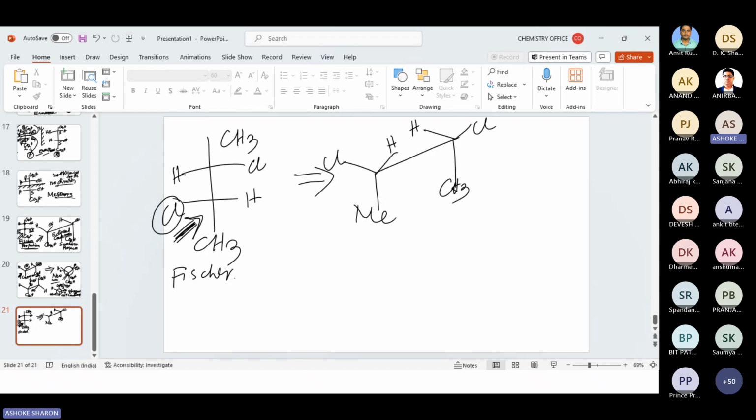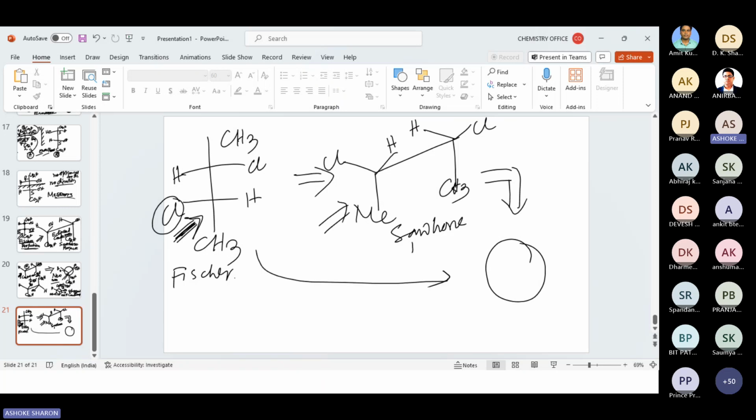Next, this is called the Sawhorse projection formula. Now, if I draw from here to the Newman one, again my eye is here. You can draw directly from here to Newman also. There is no issue. If I draw directly from here, you will get the same thing. My eye is on that particular carbon. So I have considered chloride, hydrogen on the right, methyl down, and the carbon behind, the one I have drawn this way.